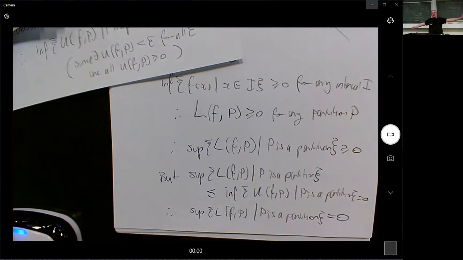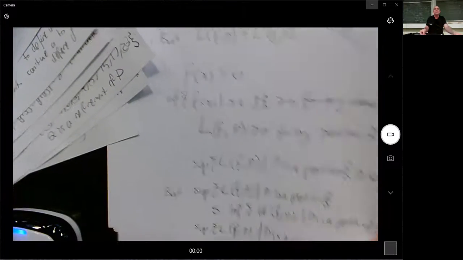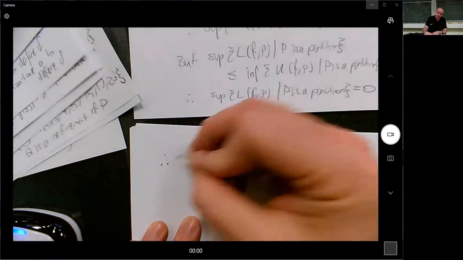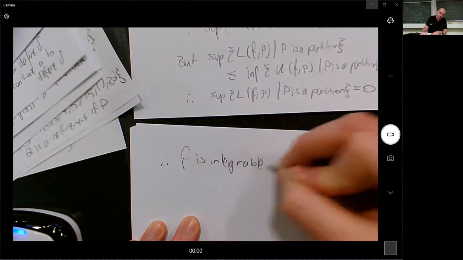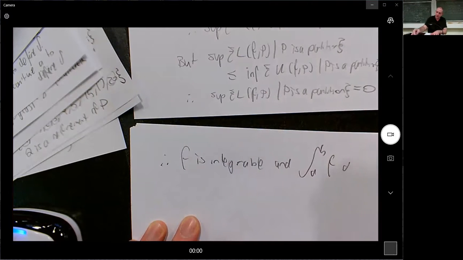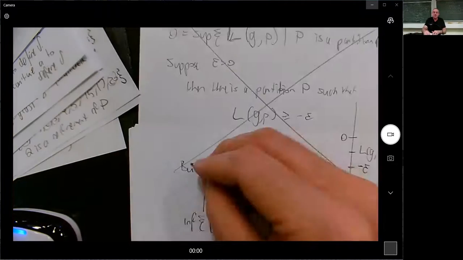And so therefore the supremum of the lower sums is the same as the supremum of the upper sums, which means it's integrable, and the answer for both of those numbers is 0, which means the integral is 0. Therefore, f is integrable, and the integral from a to b of f is 0. Wow, I'm sure there was probably a slightly easier way to do that, but I feel good about it.